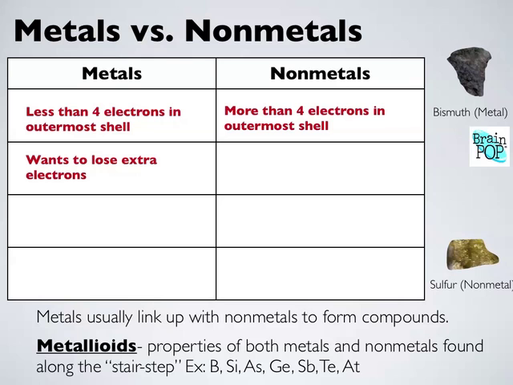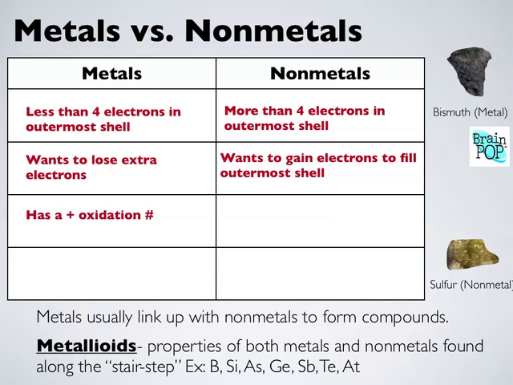Metals want to lose those extra electrons. Non-metals, what do they want? Yeah, they want to gain electrons to fill up that outermost shell. Metals have positive oxidation numbers. Non-metals have negative oxidation numbers.